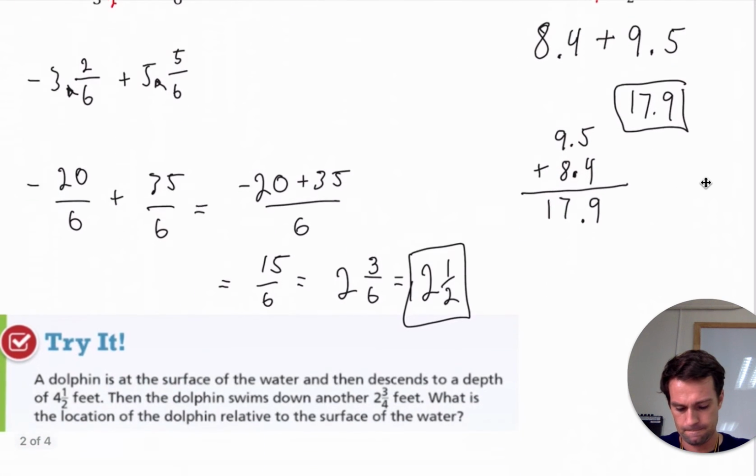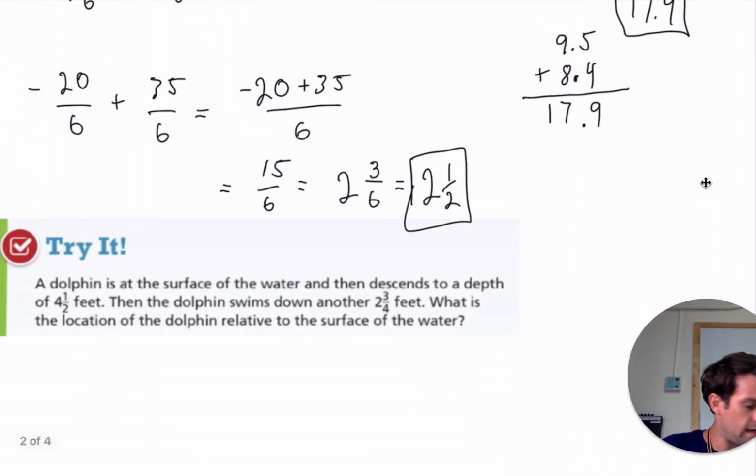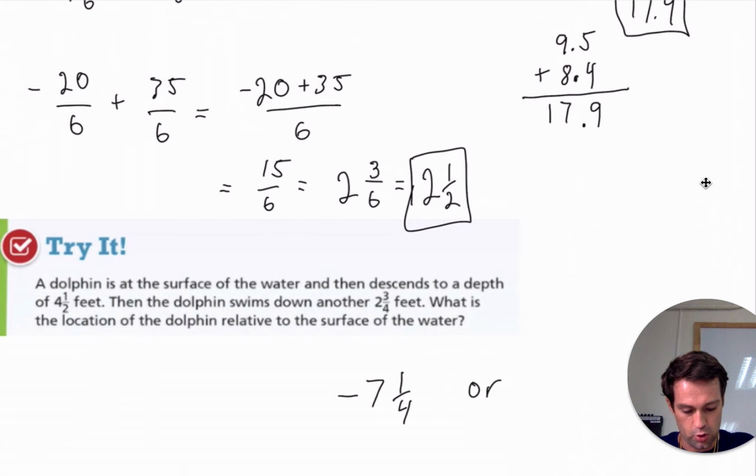Okay? So if you could go ahead and try this one on your own with the dolphin, type your answer in. And you should have gotten -7 and 1/4, or you could write -7.25. Either way is fine.